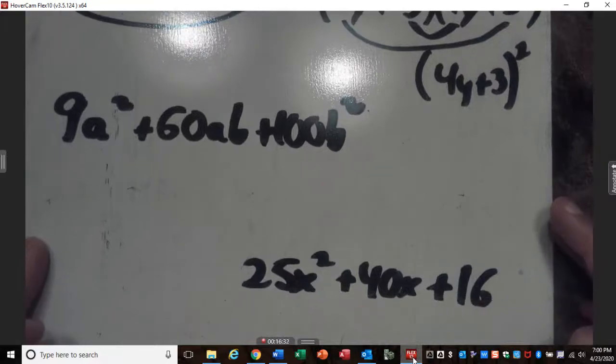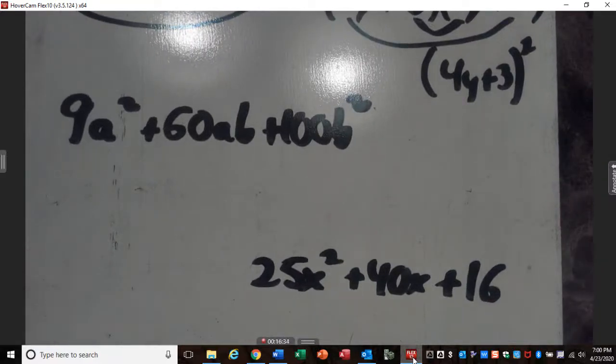All right, let me sneak in a couple more of these real quick. I'll have to take another time out to erase some and write some new ones. All right, is 9 a perfect square? Yes. Is 100 a perfect square? Yes. Okay, open your parentheses.